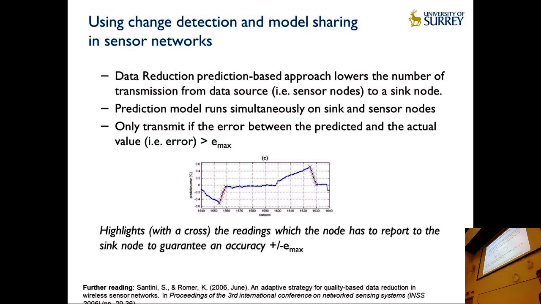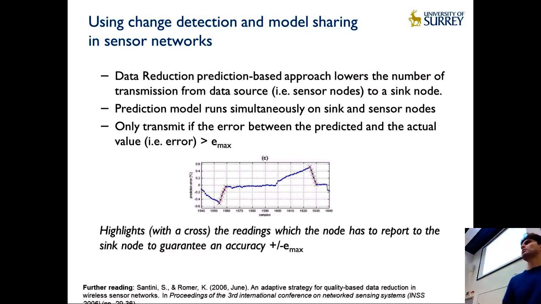Another model is just an example, actually learning to predict a value on a node itself. Let's say I have a sensor node, sending a value, and that's measuring a phenomenon which doesn't change much, and sends it to a gateway.